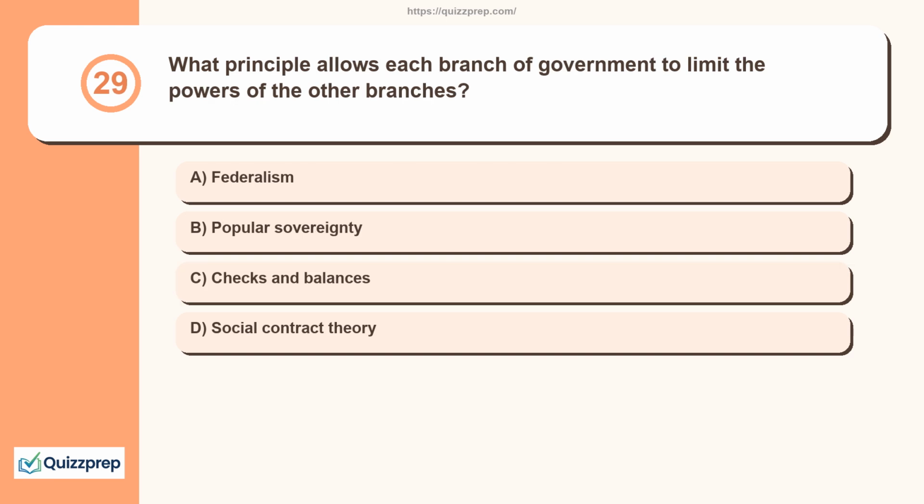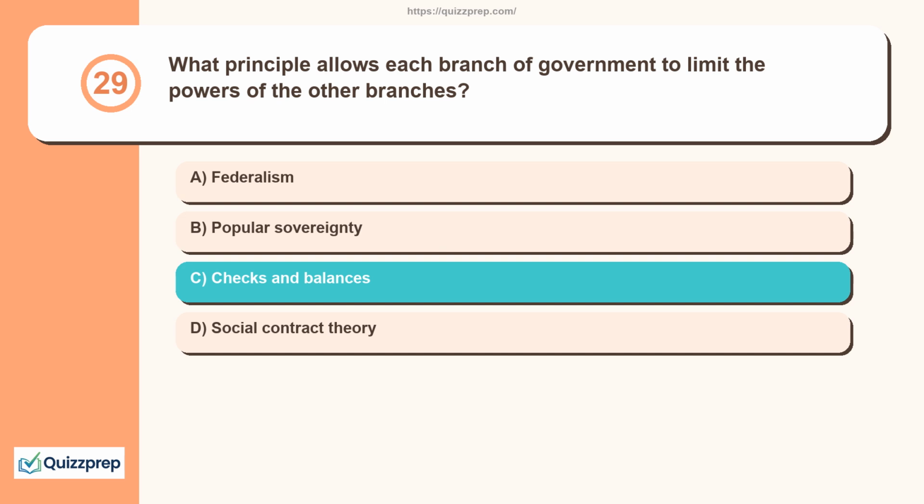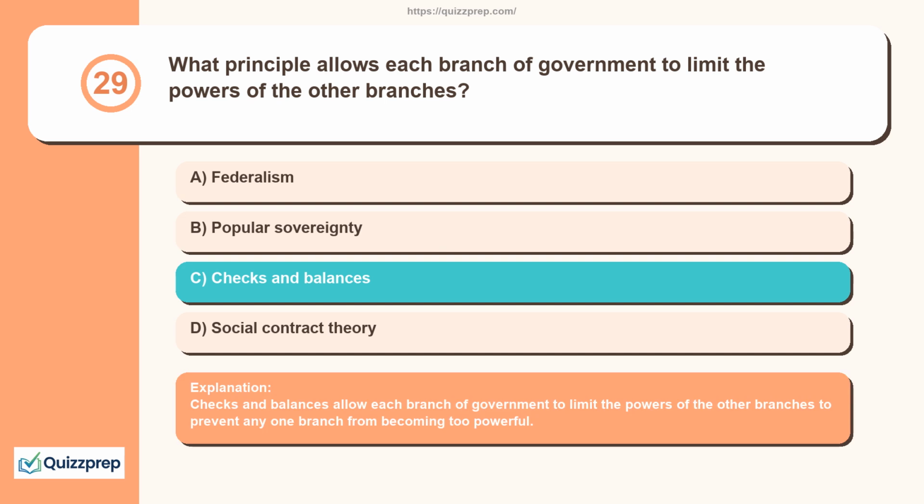Question 29. What principle allows each branch of government to limit the powers of the other branches? Federalism, popular sovereignty, checks and balances, social contract theory. Checks and balances allow each branch of government to limit the powers of the other branches to prevent any one branch from becoming too powerful.